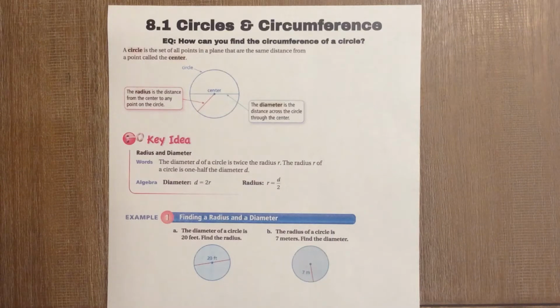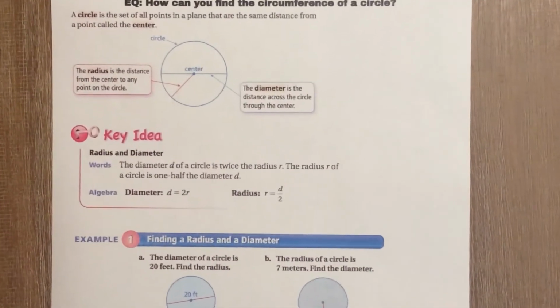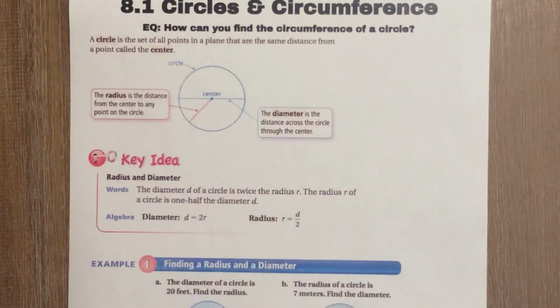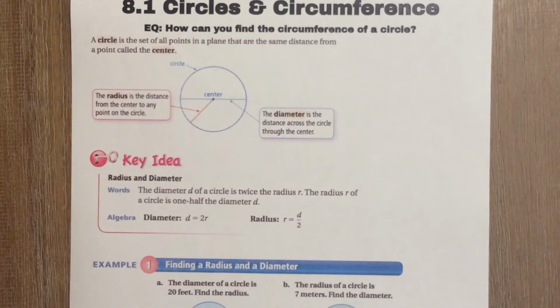Hey everyone, we are going to talk about the first section from chapter 8, and it's all about circles and circumference, okay? I'm going to zoom this in a little bit. Your essential question: how can you find the circumference of a circle? Let's review some of our circle parts, okay?